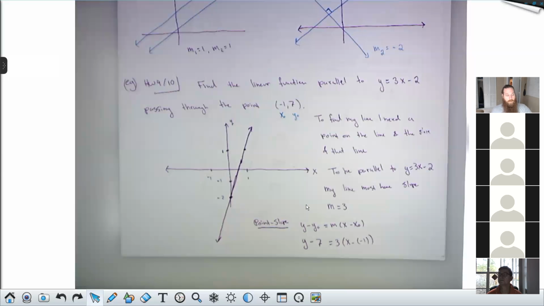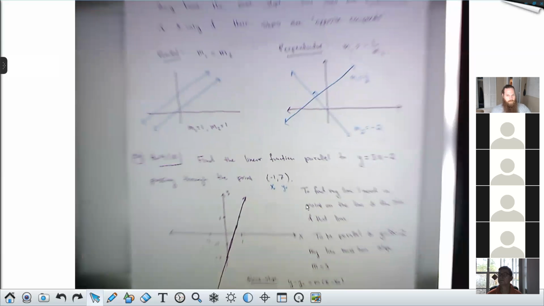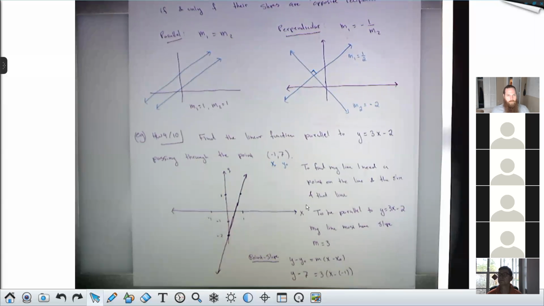Okay. So these relationships between parallel and perpendicular lines, I'll just zoom out a little bit so you can see both. These relationships are important. Two lines are parallel if and only if they have the same slope. Two lines are perpendicular if and only if their slopes are opposite reciprocals.